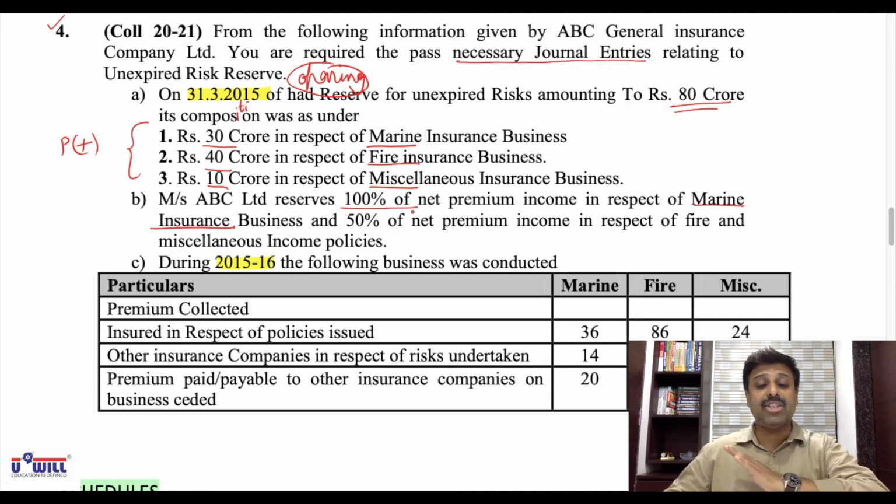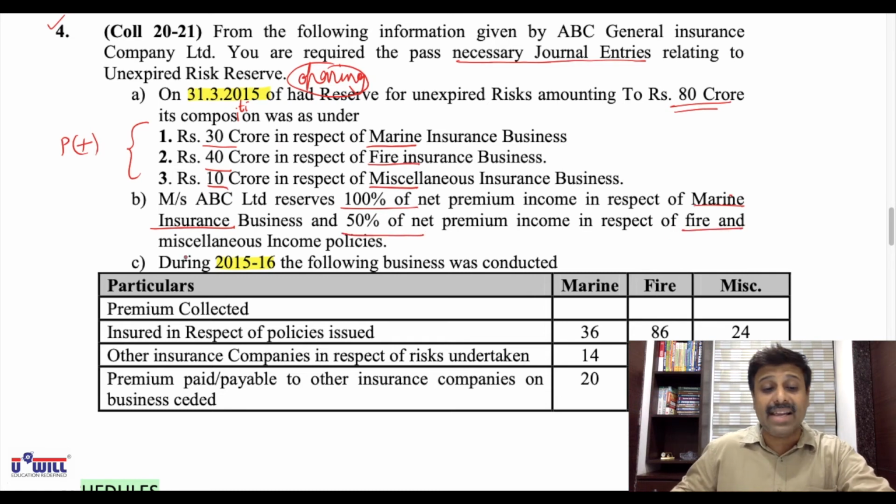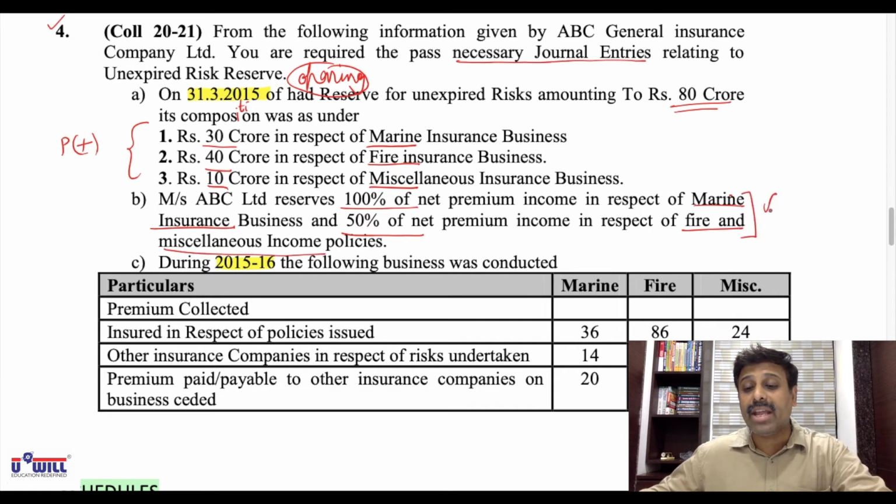For marine, you always assume it's a hull business, and for all other businesses, you create a reserve of 50%. So Messrs ABC Limited reserves 100% of net premium in respect of marine insurance business and 50% of net premium in respect of fire and miscellaneous insurance policies. This we have to create, the closing reserve. For marine 100%, for other businesses 50%. Opening reserve we will add and closing reserve we will minus from premium income.